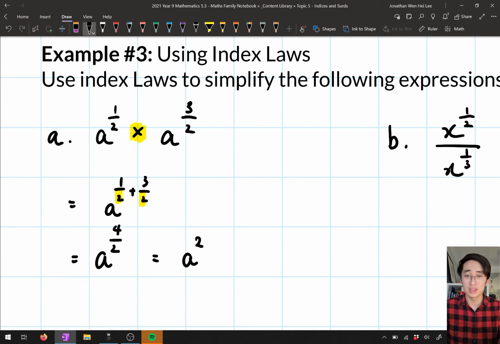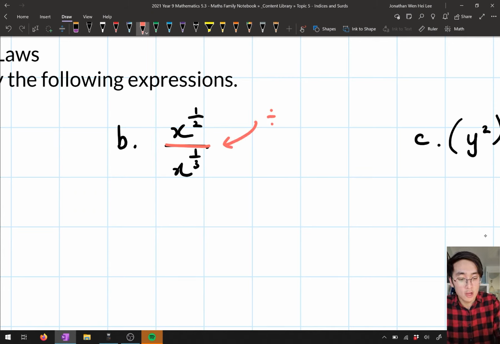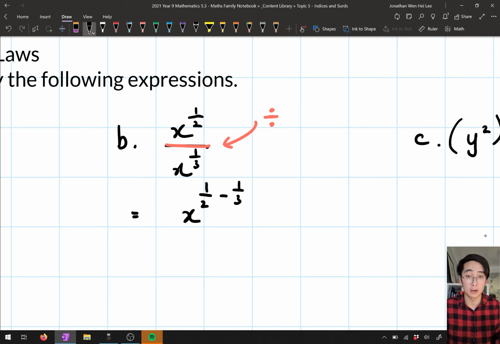Okay, let's have a look at the next one. Now the next one, we have x to the power of a half over x to the power of a third. Now, whenever you see an over, this actually tells you need to do the operation of division. And so we've looked at an index law for when we divide indices. When we divide indices, what we need to do is we need to subtract the power. So here we're going to have x to the power of a half minus a third.